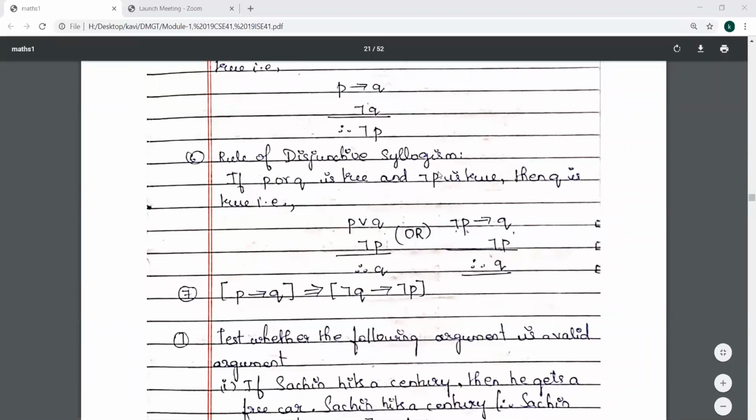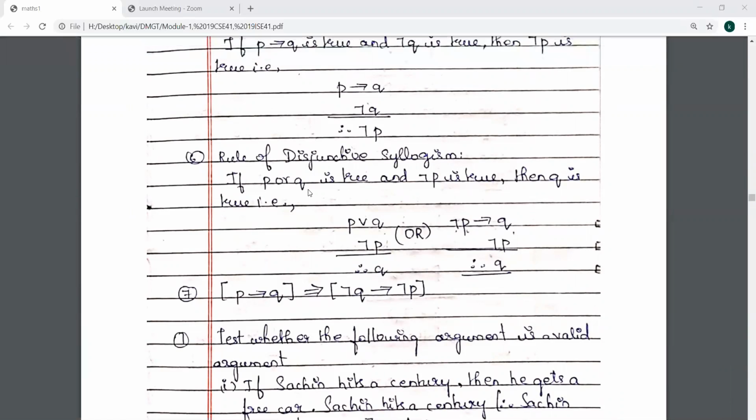Then rule of disjunctive syllogism, if P or Q is true and negation P is true, then Q is also true. So P or Q and negation P, therefore Q. The other way you can write is negation P implies Q, negation P, therefore Q. Then the seventh rule, P implies Q logically implies negation Q implies negation P. We need to remember all the 7 rules. Using these 7 rules, we are going to check whether the given argument is valid or not.